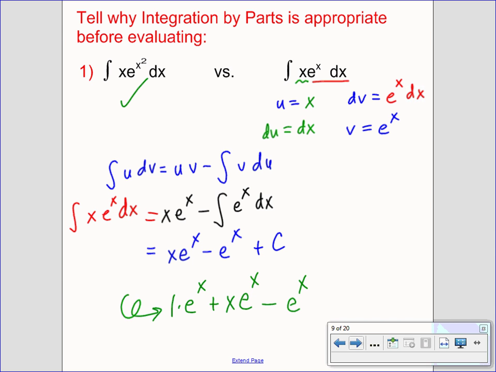Positive e to the x minus e to the x is just 0. And guess what? It differentiates to my original x e to the x. How bomb is that? Pretty bomb.